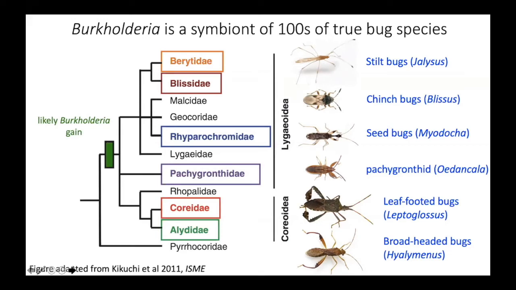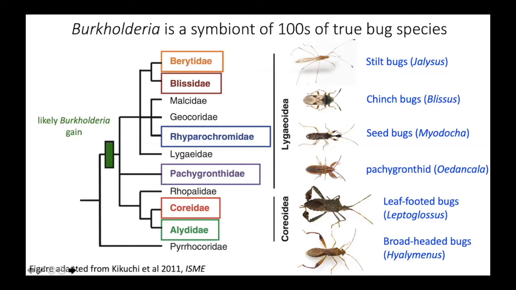So these include things that you might see in your garden, like stilt bugs in the genus Gelysis. These guys really like to feed on bee blossom or gaura. They're also on things like wild tobacco. They can damage your tomatoes in your garden as well. So they are both beneficial because they will kill other insects that are pests, but they can do some damage on your veggies as well.